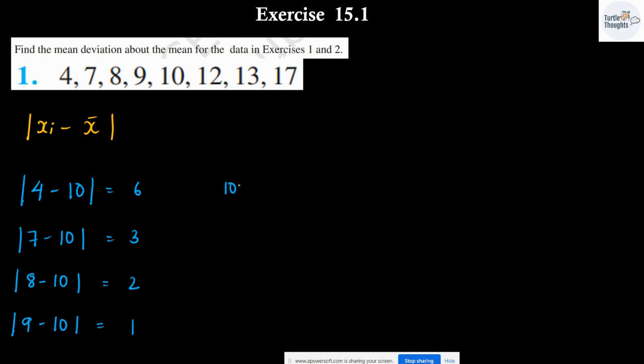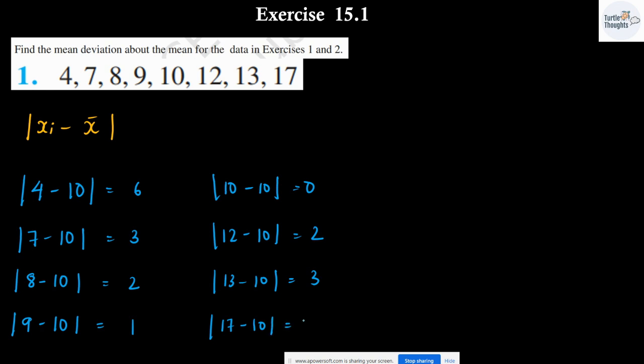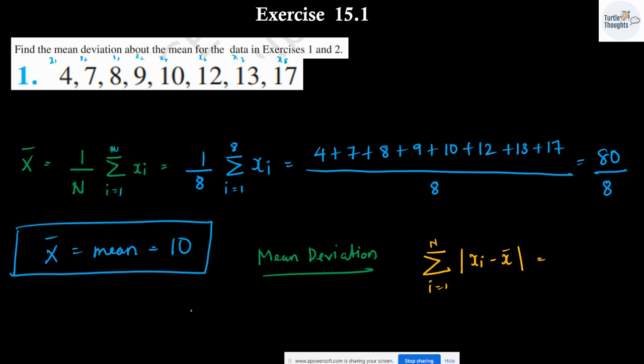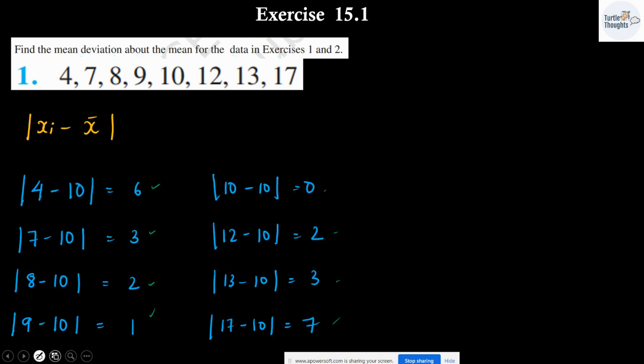Next 10 is there, so 10 minus x bar, which is 10, is equal to 0. Next you can take 12 minus 10, which is equal to 2. The modulus of 13 minus 10 is equal to 3. The modulus of 17 minus 10 is equal to 7. You have got all the values. Now you have to substitute all these values and take the mean of that, as simple as that. So you have to substitute that in this particular equation.